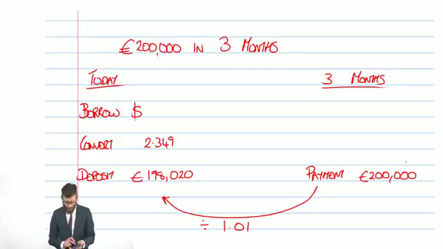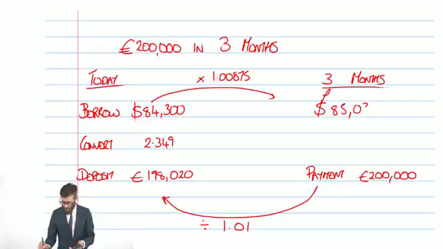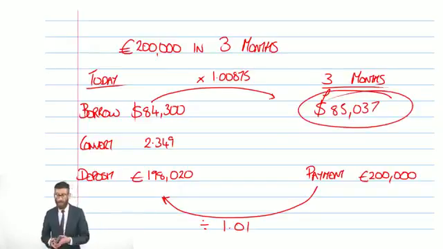At the cost of 2.349, that means I must borrow 84,300, rounding up, but I'm going to be charged interest on that of 0.875%, which means the figure for comparison, this one, is 85,037. That is the figure that you would use if you had to compare against something else.